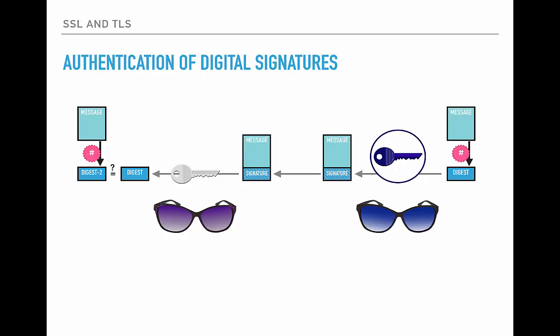The only way that the two digests can be equivalent is if 1, the signature received came from Mr. Blue, and 2, the message received was not tampered with. If the two digests do not match, Violet knows that something went wrong along the way, and she does not accept the signed document.